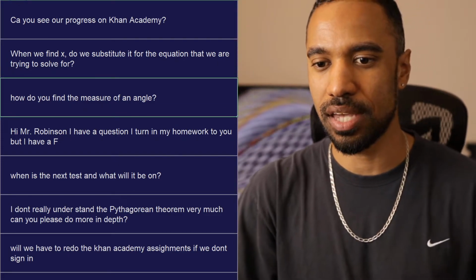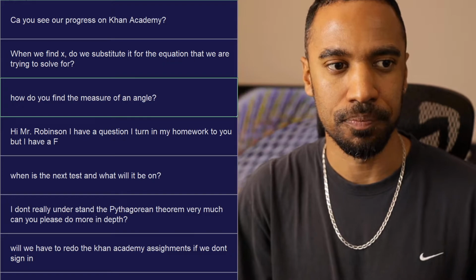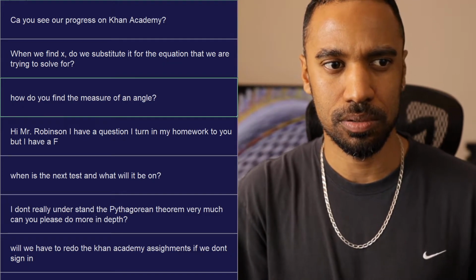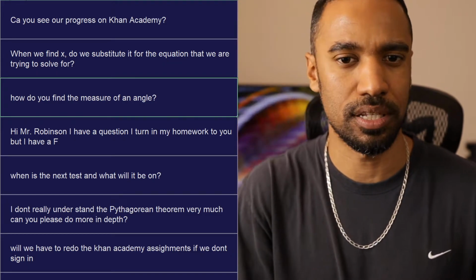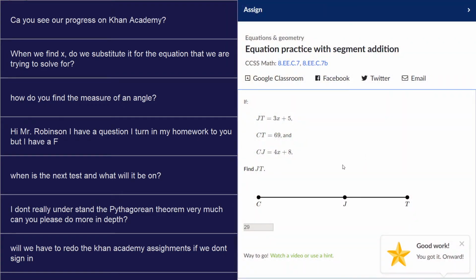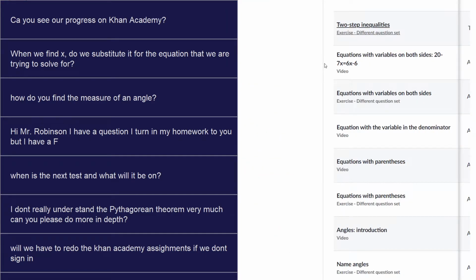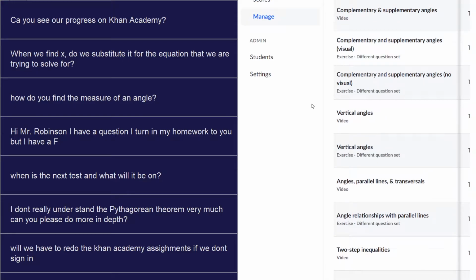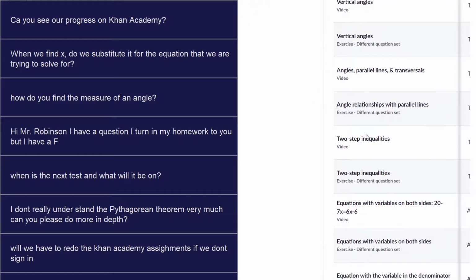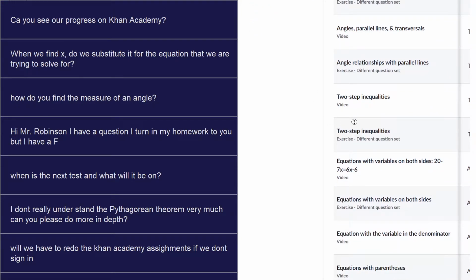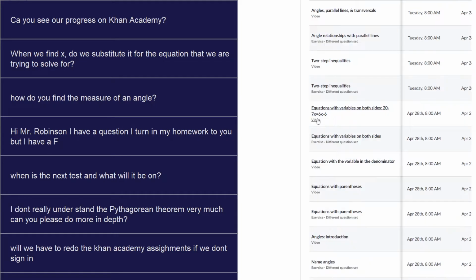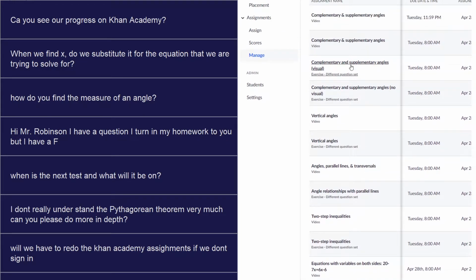And the next question is, how do you find the measure of an angle? Now, this might also be week 1. Let's go back to this one more time. How do you find the measure of an angle? I don't know if I answered this before. I'm just saying I think it's based on week 1 material. Vertical angles, angle relationships. Well, it depends on what you're referring to because we are finding measures of angles with the complementary and supplementary things.